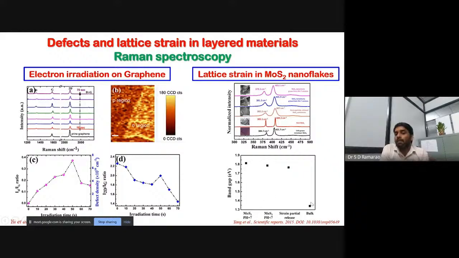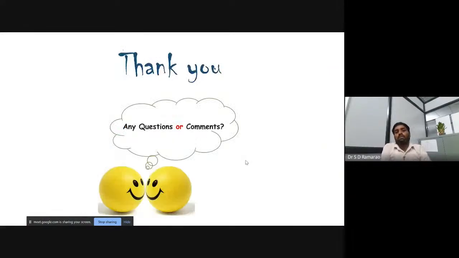That means what is happening: it is not in the visible range at 1.3 electron volt, but when you are increasing the strain, it is going to the visible range. That means you can tune the band gap and understand how much strain we can incorporate by understanding the Raman spectroscopy, and use those materials for the given applications. Okay, so this is all about understanding the nanomaterials or layered materials with the help of microscopic and spectroscopic techniques.